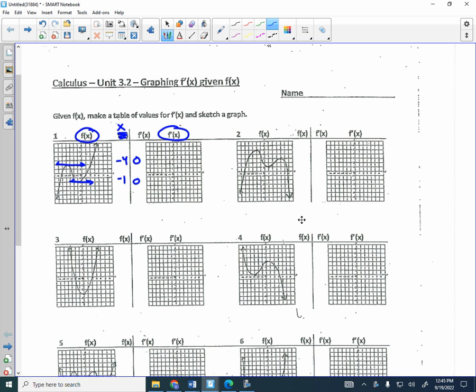I apologize for the horrendous graphs. If you could do your best to work with the situation, I would appreciate it.